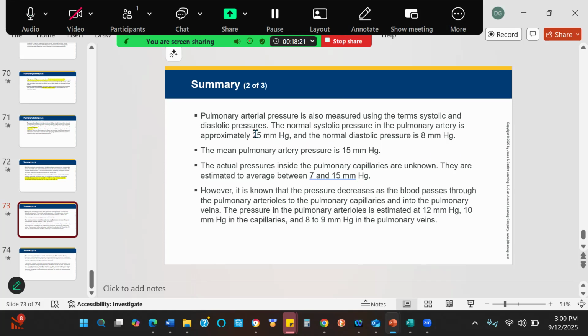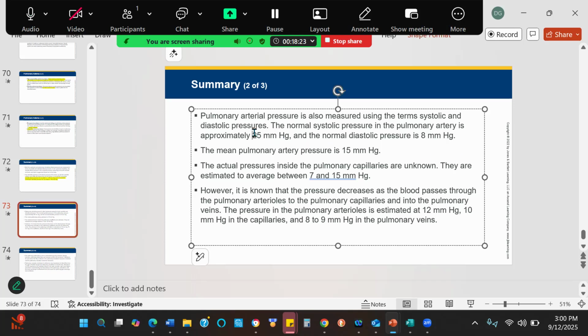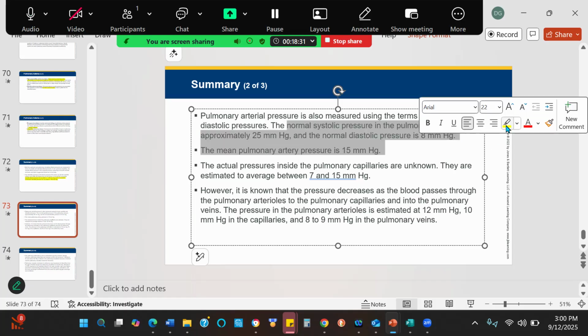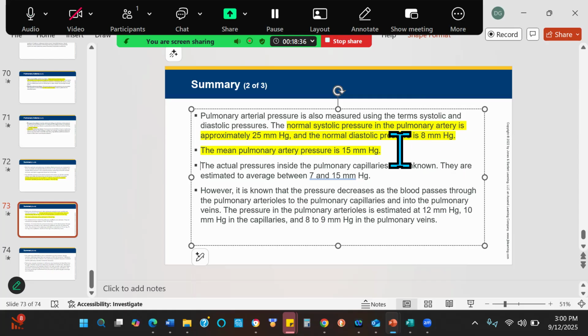Pulmonary arteries are about 25 systolic and 8 diastolic. Those are pressures that you will use in your critical care class, so you might as well learn them now. Pulmonary arteries about 25 over 8, and the mean 15. I'm saying this again because I know it's on your boards. Greater than 25 is pulmonary hypertension.